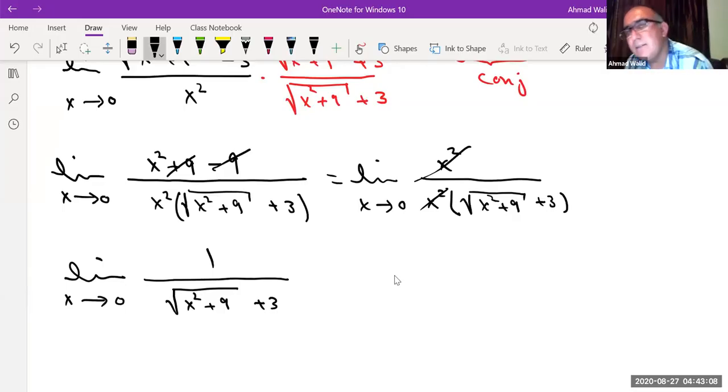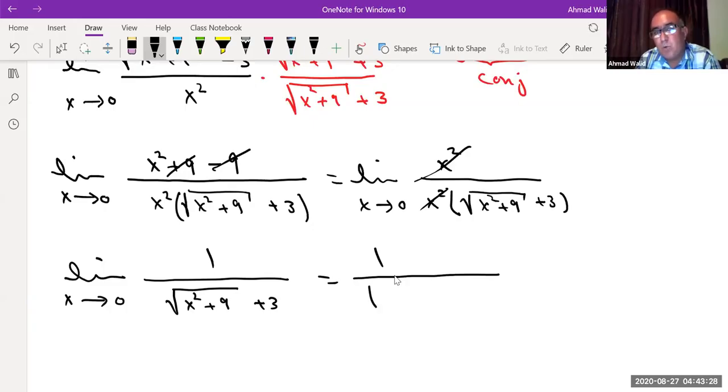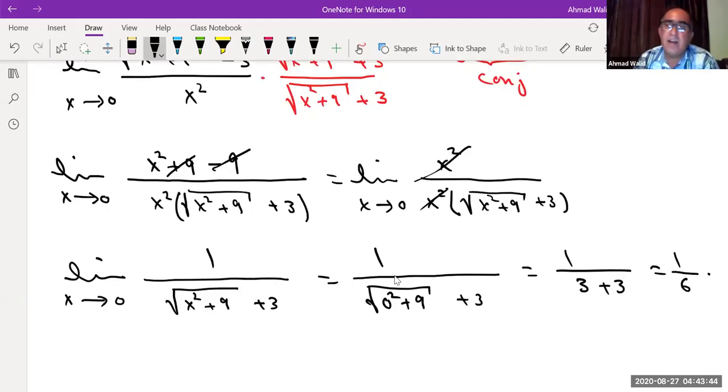This x squared under the radical is not a problem for me anymore, because here I have plus 9. If it was times 9, and here times 3, it was a problem for me. But no, now you're adding, right? Plug in the number, it gives you 1 over, you are not writing any more limit, square root of 0 squared plus 9 plus 3, which gives you 1 over. Square root of 9 gives you 3 plus 3, which gives you 1 over 6. Final answer.